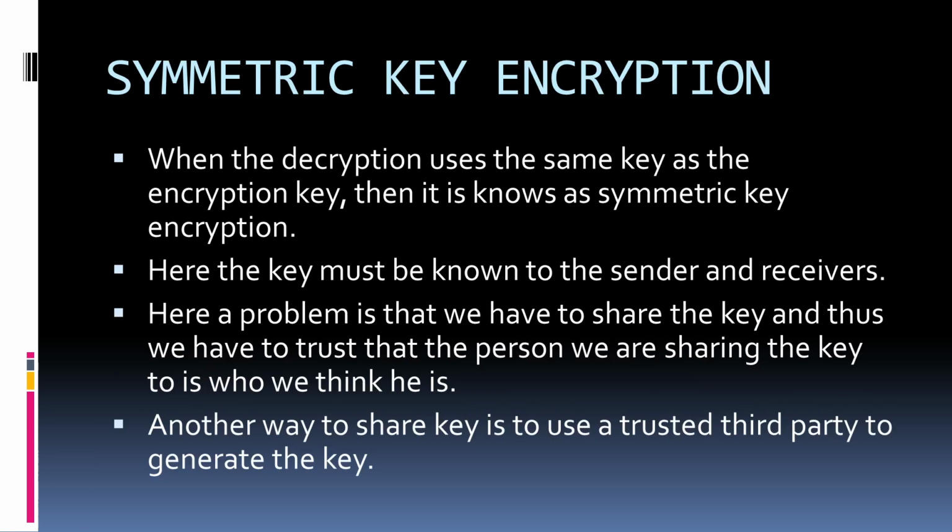Now, symmetric key encryption. When the decryption uses the same key as the encryption key, it is known as symmetric key encryption. Here the key must be known to the sender and receiver. A problem here is that we have to share the key, and thus we have to trust that the person we are sharing the key with is who we think he is. Another way to share a key is to use a trusted third party to generate the key and share it with both of them.